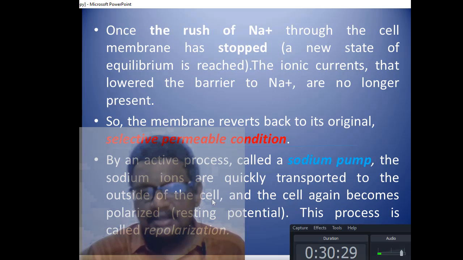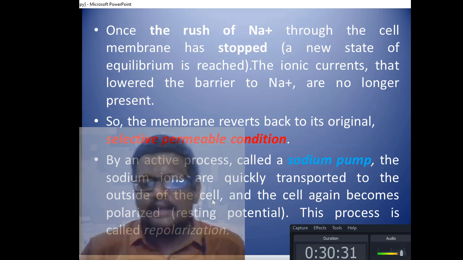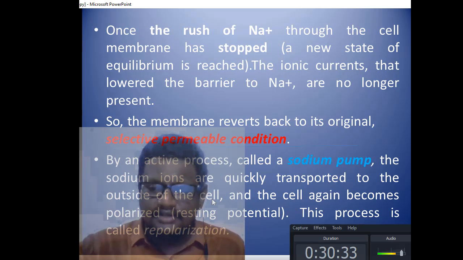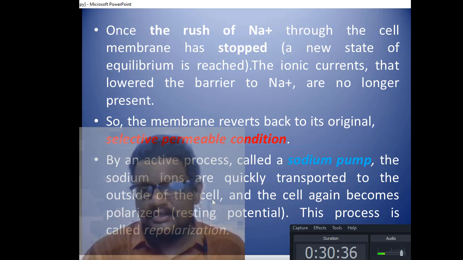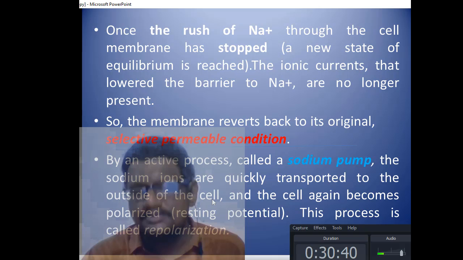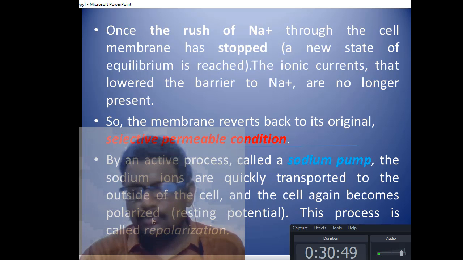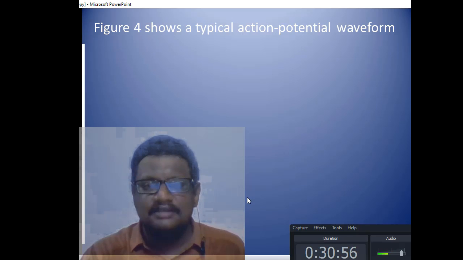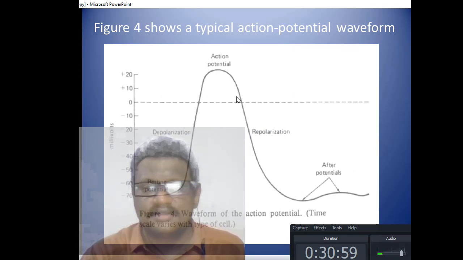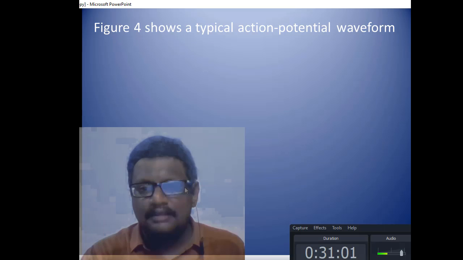Previously in the depolarization, coming to the action potential state, more and more sodium ions entered inside. Again these sodium ions are pumped outside, because the cell becomes semi-permeable to sodium ions again, so sodium ions are not allowed. Sodium ions are quickly transported to the outside of the cell and the cell again becomes polarized. Polarized means resting state. This process is called repolarization. The rising part of the graph is called depolarization and the falling part of the graph is called repolarization.